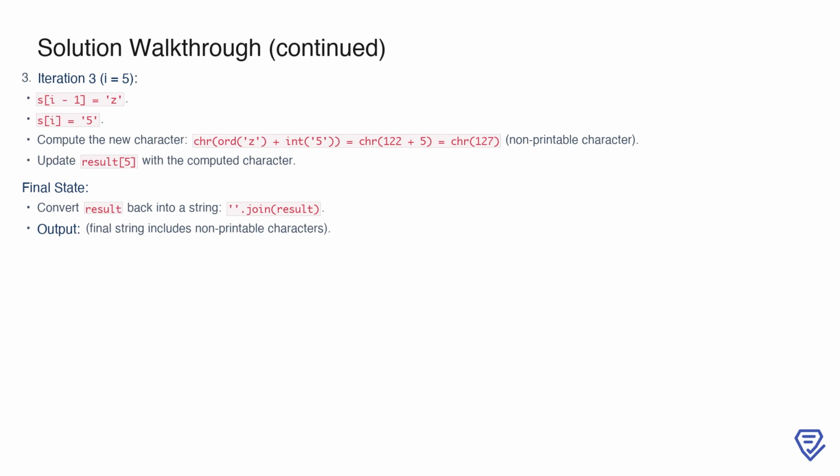Finally, we convert the result list back into a string using ''.join(result). While the output string is correctly formed, it includes non-printable characters due to the ASCII value exceeding the printable range. This highlights the importance of considering input constraints when working with such transformations.